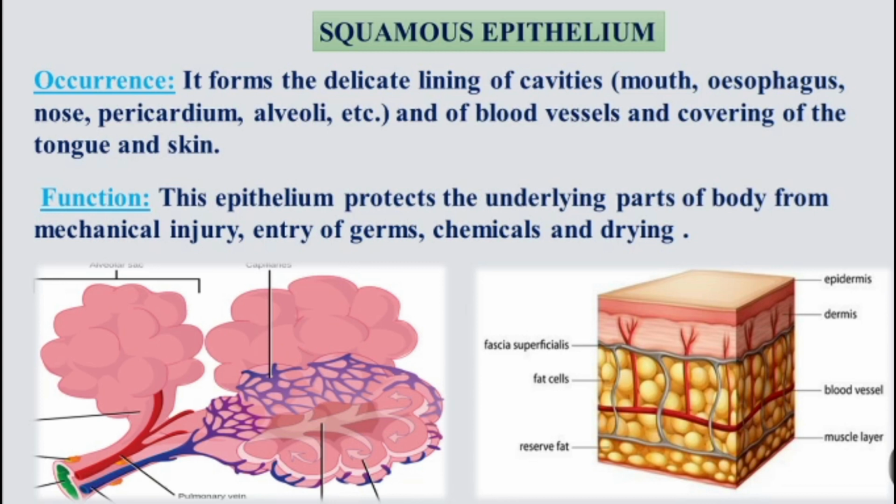Now, these pictures are both present in the alveoli in the lungs and on the epidermis, the skin layer. So these are the outermost covering, the layering of epithelial tissue of squamous epithelium.